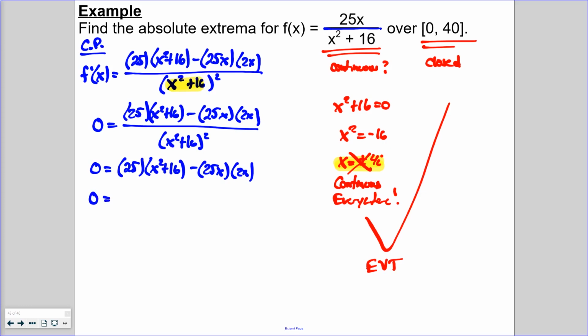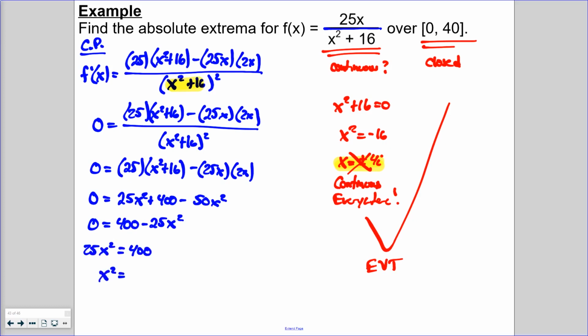Alright, which we can simplify down to be 25x squared plus 400 minus 50x squared, which we can simplify down to be 400 minus 25x squared. And now we just need to solve for x, so I'll add 25x squared to both sides, divide both sides by 25 to get x squared equals 16. So therefore x is going to be plus or minus positive 4. And those are our two critical points.